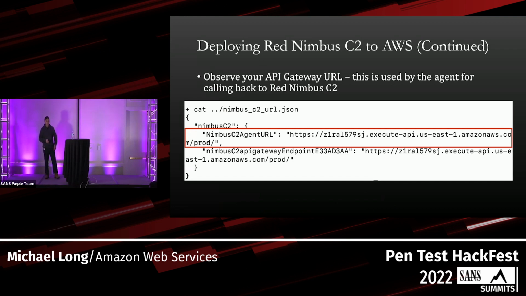Now, once you deploy, you're going to see a whole bunch of console output for about 1 to 2 minutes. At the very end of that console output, it's going to output a Nimbus C2 agent URL, which you see on this slide right here. This URL is automatically generated by AWS Cloud Development Kit, and this is basically the URL to API Gateway. In other words, this is the URL that your agent is going to call back to. And I'll show you a little bit later on how you give that URL to the agent.